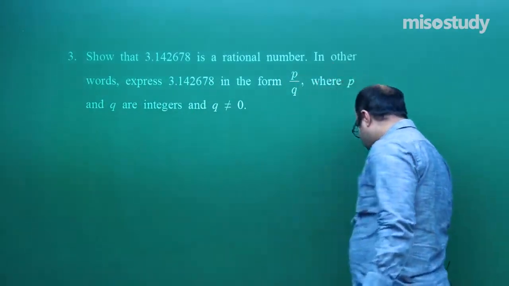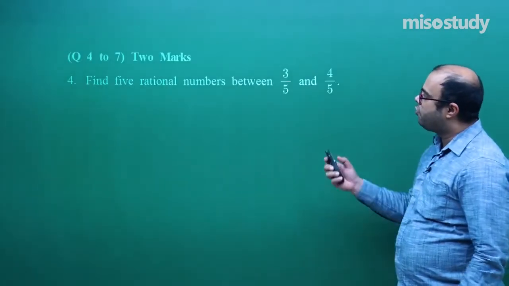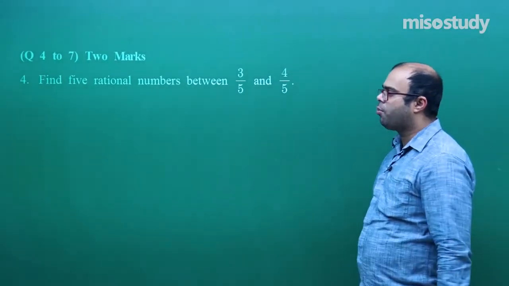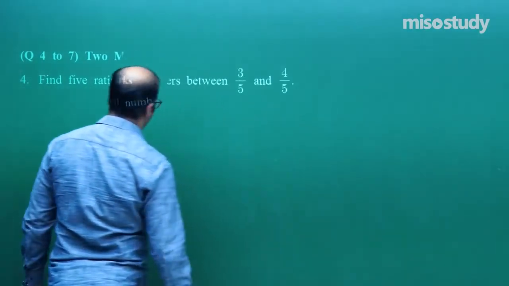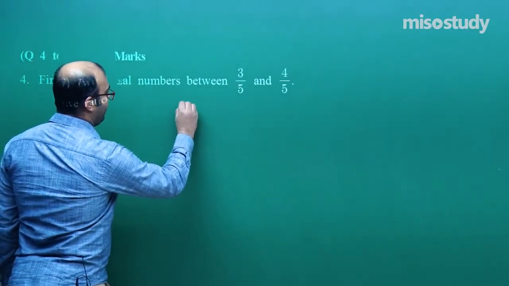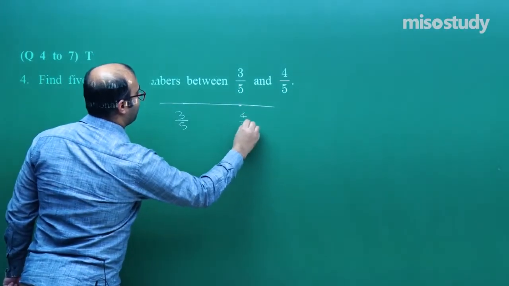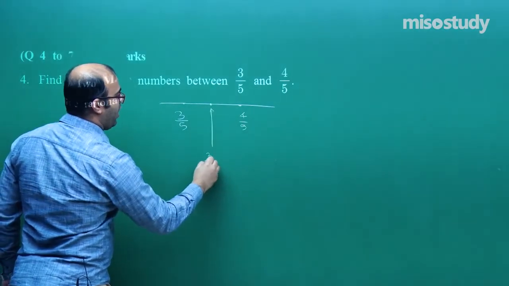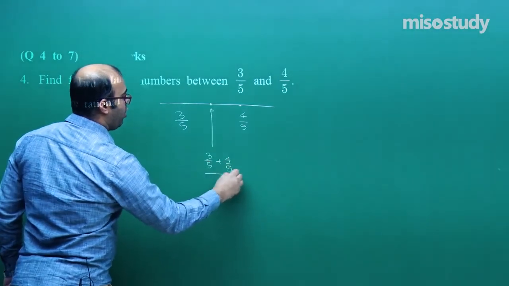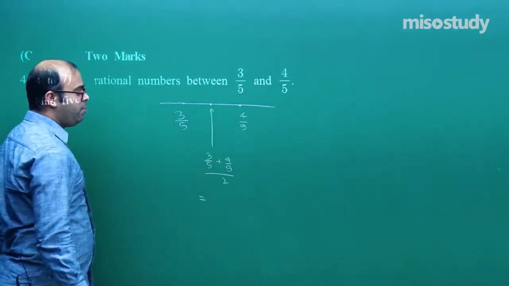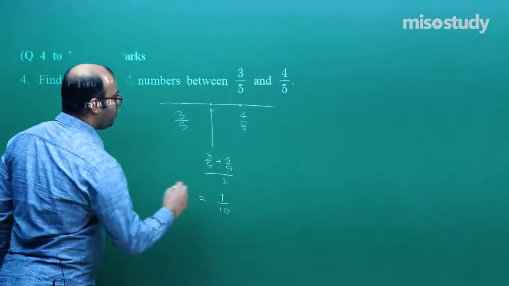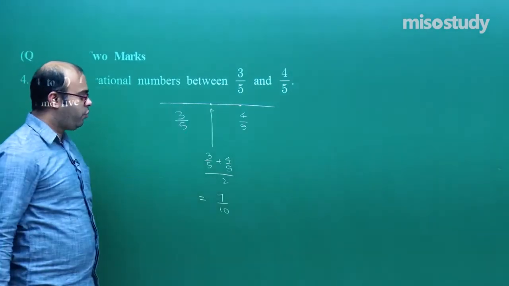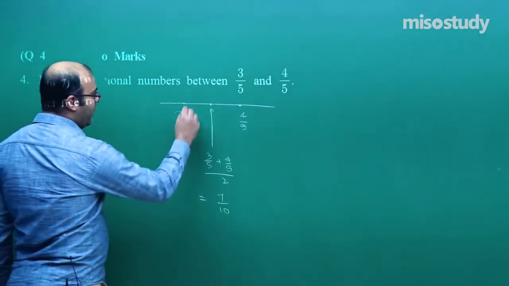Let us come to the fourth question, and the marks allotted to the fourth question is 2 marks. Find 5 rational numbers between 3 by 5 and 4 by 5. How do we do it? 3 by 5 is here and 4 by 5 is here. First rational number will be just in between, which can be written as 3 by 5 plus 4 by 5 upon 2, which will become 7 by 10. So the first rational number between 3 by 5 and 4 by 5 is 7 by 10.